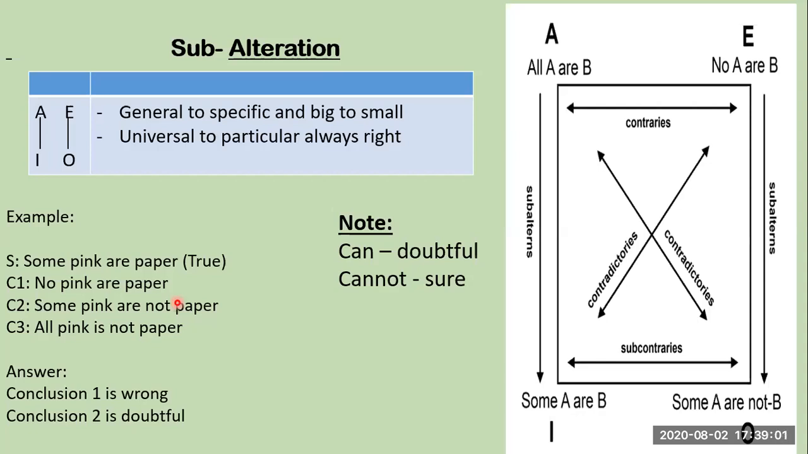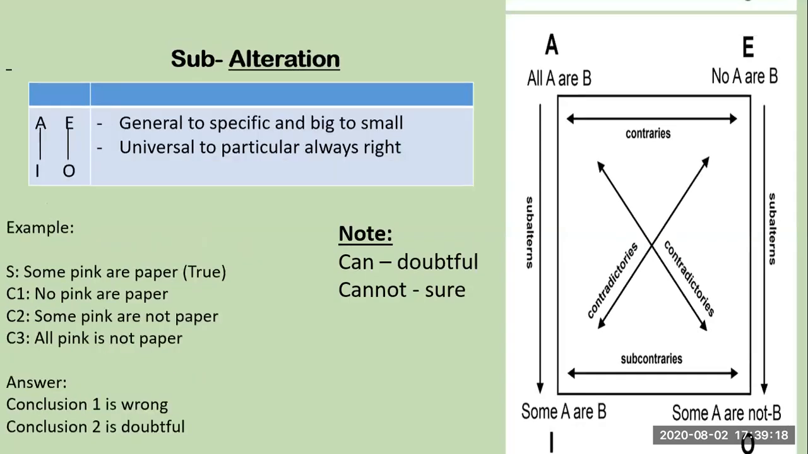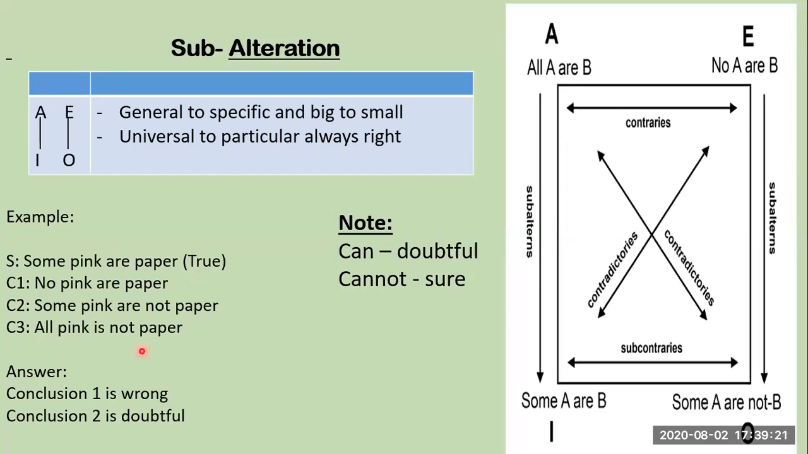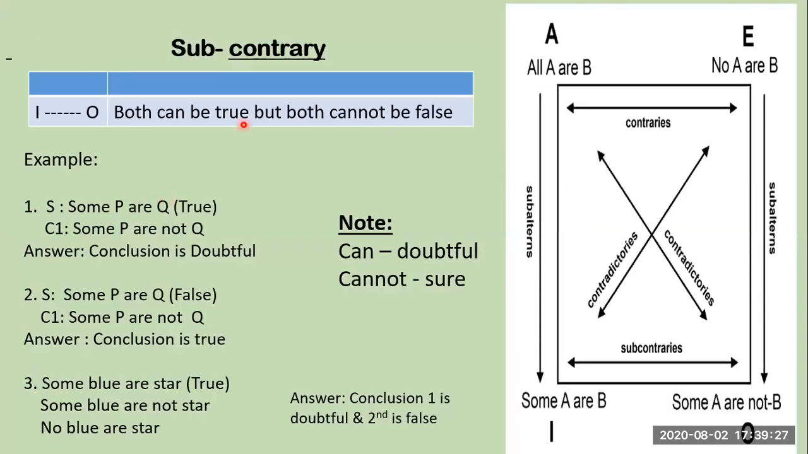So what should be your answer? What's the rule for sub-contrary? If the statements both cannot be false here, both can be true. Instead of writing true, remember, we should write doubtful. I've shown you in a previous lecture. So both can be true, and instead of writing true, we need to write doubtful. So here, the first statement is false.